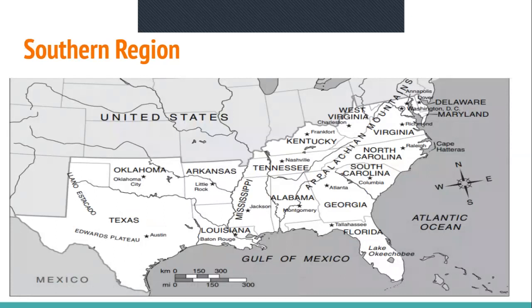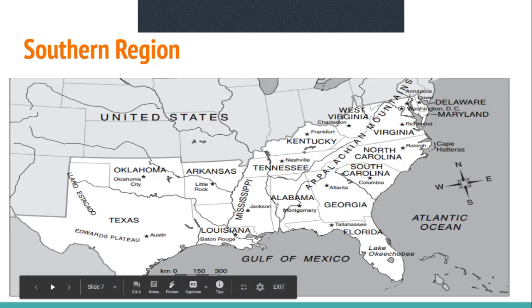In the Southern region, you'll notice the map is grayed out in the Western and Midwest states. So we'll be looking at Oklahoma, Texas, Arkansas, Louisiana, Kentucky, Tennessee, Mississippi, Alabama, West Virginia, Virginia, Delaware, Maryland, North Carolina, South Carolina, Georgia, and Florida. And you'll notice these states run along the Gulf of Mexico and the Atlantic Ocean.